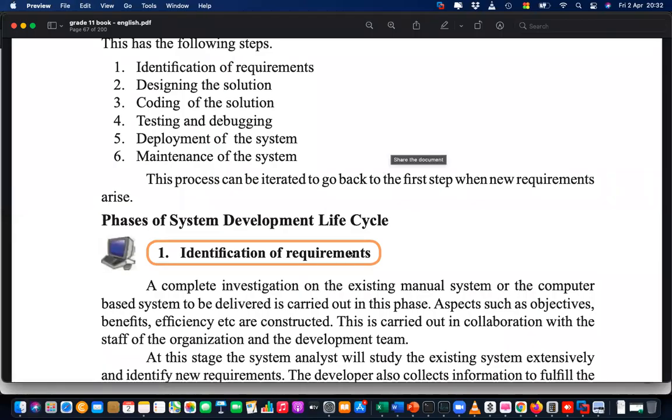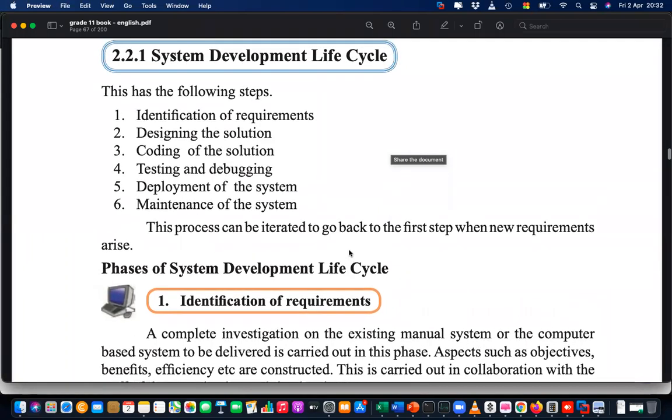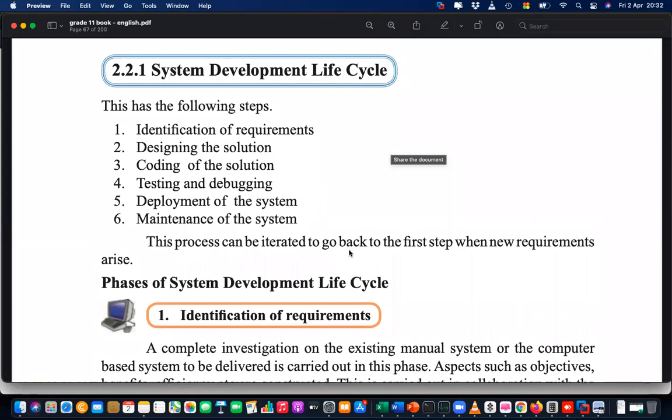Okay, good evening. Last day, we discussed the system development life cycle and its steps. Basically, we discussed why the system development life cycle is needed, because information is one of the most important and valuable economic resources in the world.